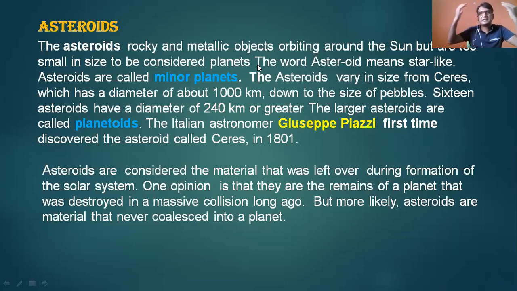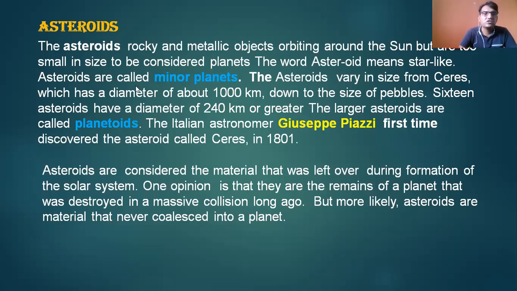Similar to the Earth and the rest of the planets, they are also moving around the sun, but their size is too small compared to the rest of the planets. So that's why they are not considered planets. The word asteroid means star-like, so if you follow the meaning, they are called like the stars.